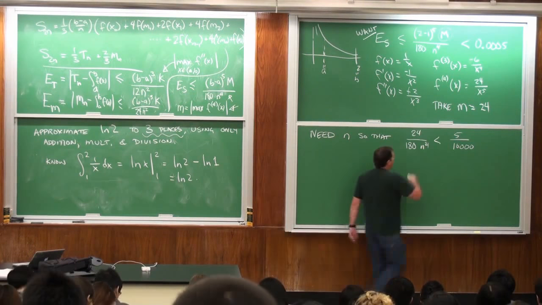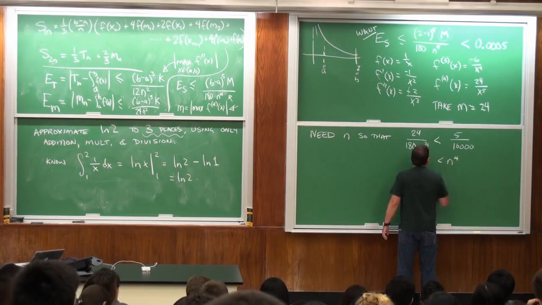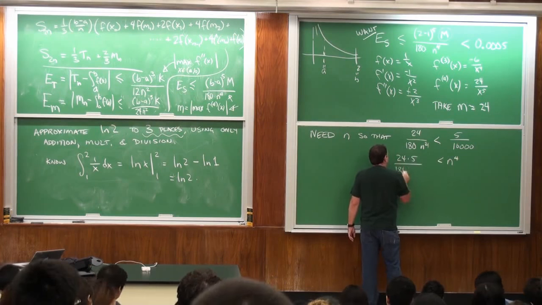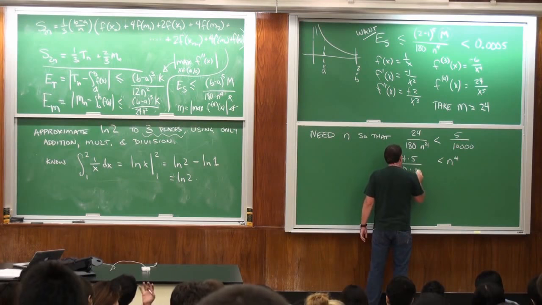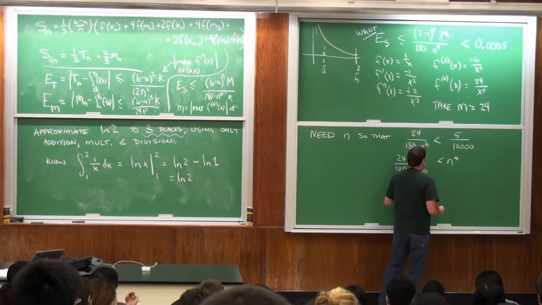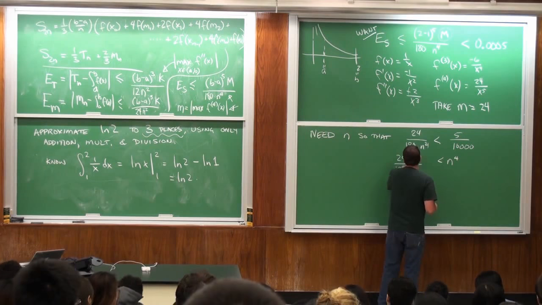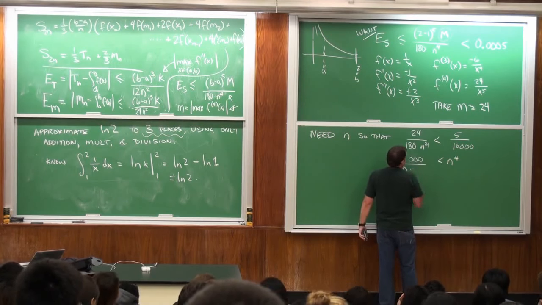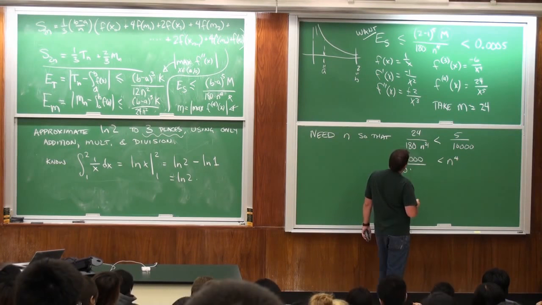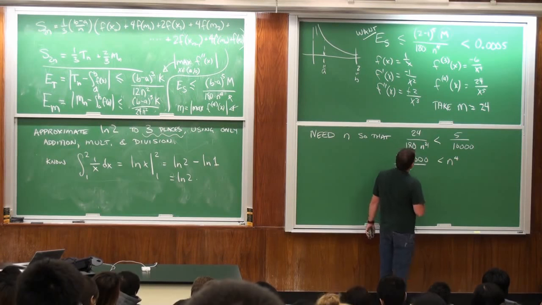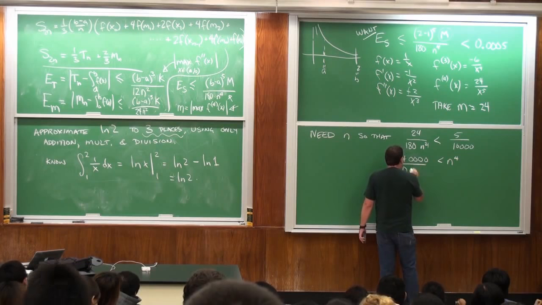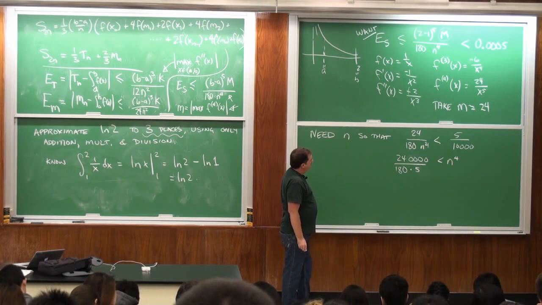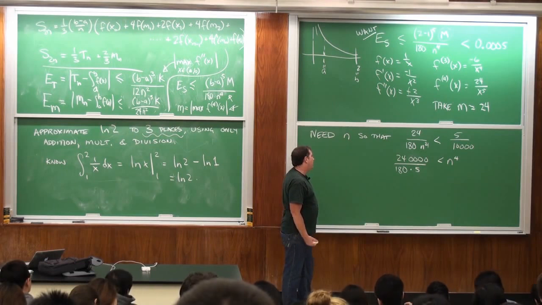So that's the same as saying n to the fourth is bigger than 24 times 5 over 180 times... something's wrong here, my 10,000 and my 5 are on the wrong side. 24, 1, 2, 3, is it 10,000? Yeah. Oh, I see, I did 2 places in my office. Okay, 24, 180 times 5.